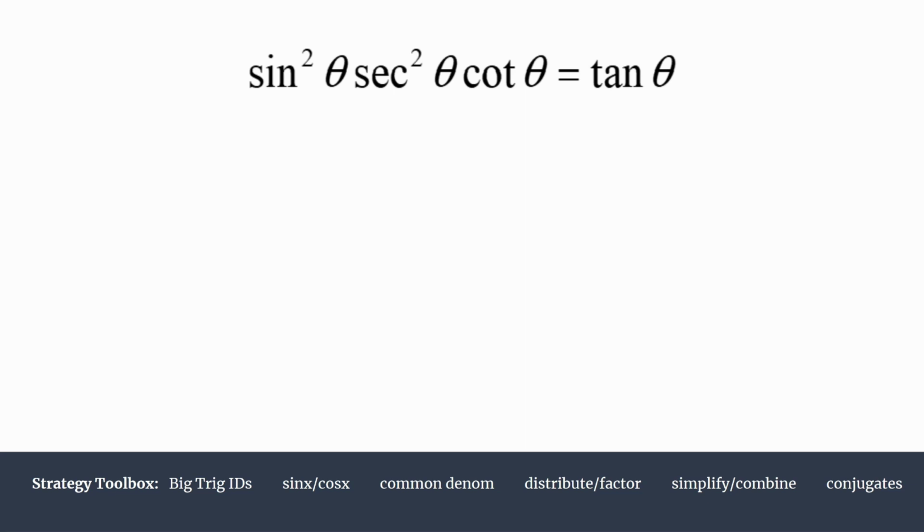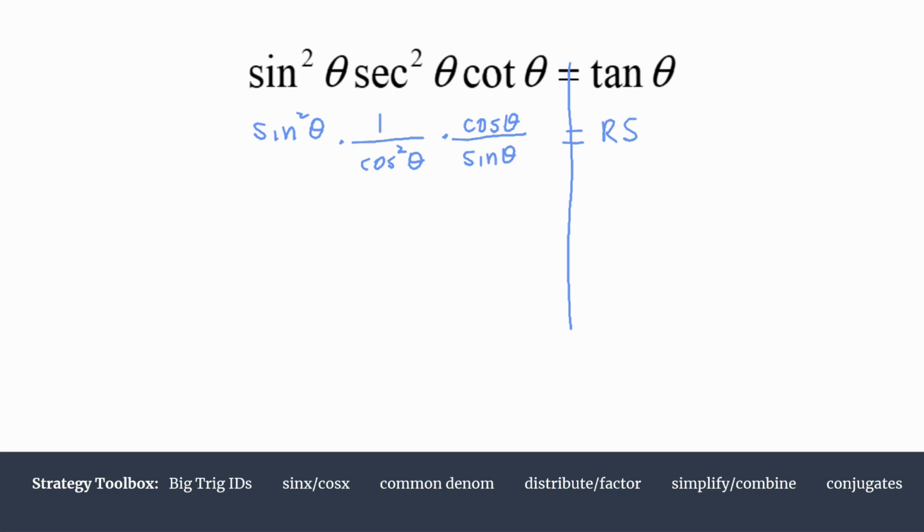So of course, sine squared theta stays as is. We know that we can rewrite secant squared as 1 over cosine squared using our reciprocal identity. And then cotangent theta, we know could be rewritten using a quotient identity. Cotangent can be represented in terms of sine and cosine. It's cosine over sine. Okay, and I like to draw a line down between the equal sign. And so we say equals, and you can rewrite tangent theta, or sometimes I like to just do RS to abbreviate right side.